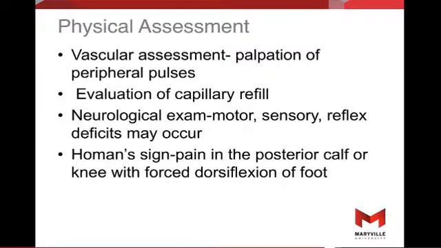Physical assessment: vascular assessment, palpation of the peripheral pulses, evaluation of cap refill, and a neurological exam. Motor, sensory, and reflex deficits may occur in that extremity. And the Homan sign: pain in the posterior calf or knee with forced dorsiflexion of the foot.